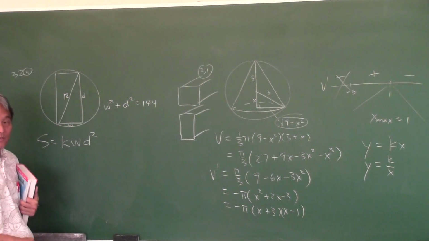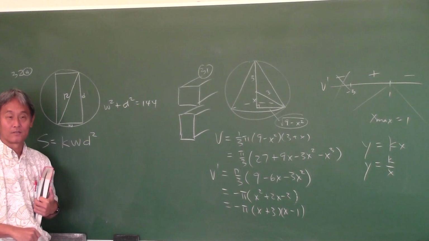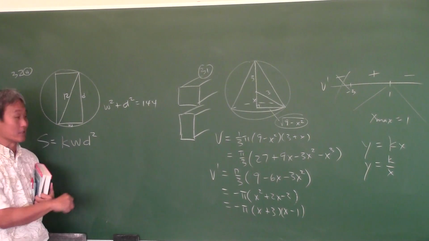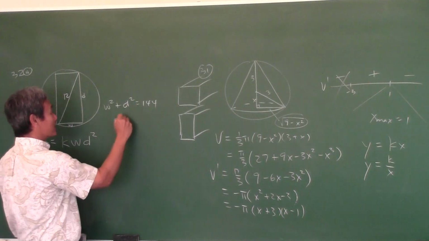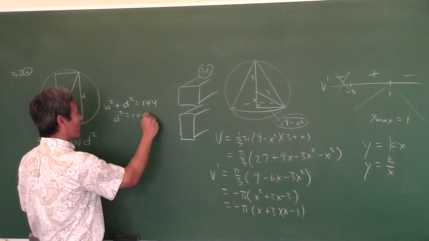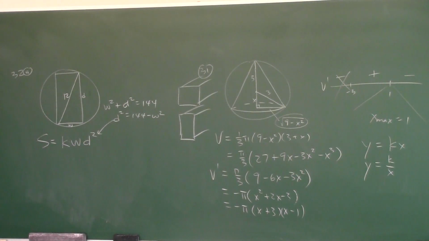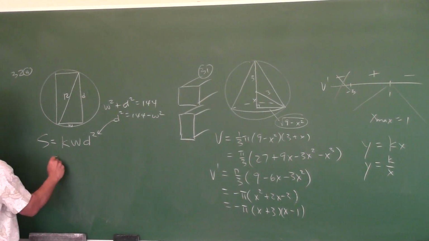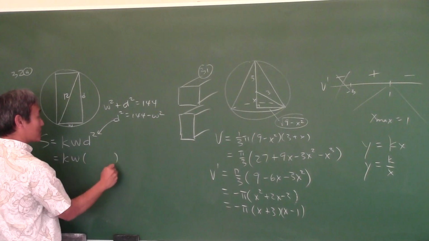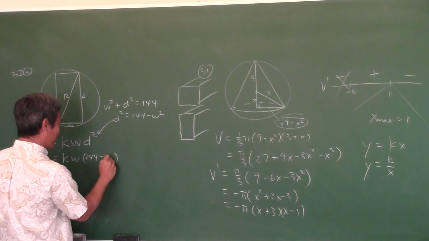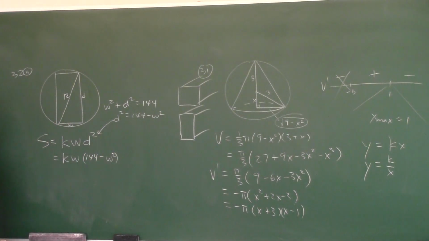Now, what do you want to do? Solve for D or W? Well, neither. I want to solve for D squared. Look, D squared is equal to 144 minus W squared. Just plug it in right there. That way you don't have any radicals to worry about. So you got KW times D squared, which is 144 minus W squared. And look, it's a polynomial.